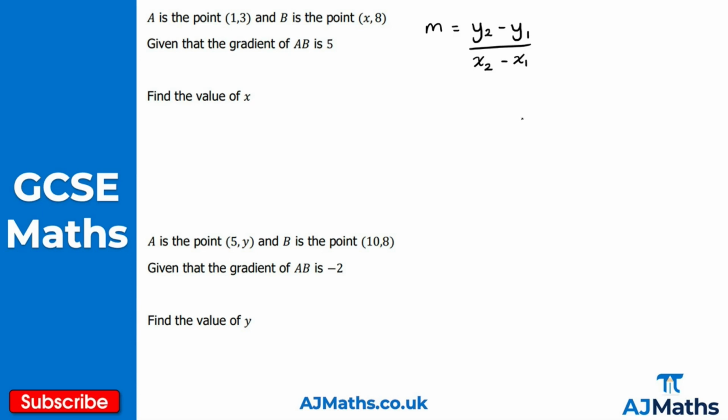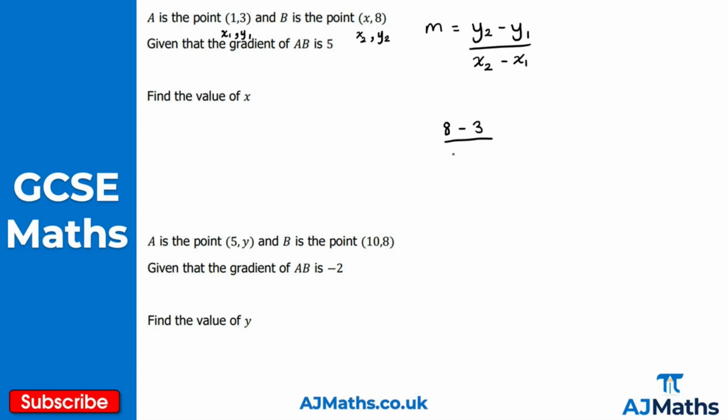And I need to pick my x1, y1, x2, y2. So I pick this as x1, y1, and this is x2 and y2. Okay, and again, all I'm going to do now is substitute these in. But what we do know is that this gradient here is 5. So when I substitute these in, y2 is 8. So we do 8 minus y1 here, which is 3. So 8 minus 3, all over x2, which is x here.